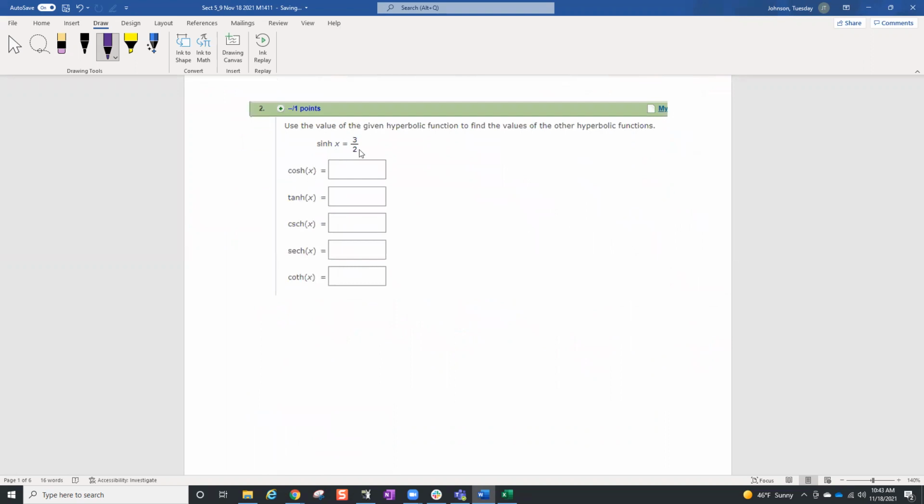Okay, so we know this. We know that the hyperbolic cosine squared of x minus the hyperbolic sine squared of x equals 1. And we know the hyperbolic sine of x is 3/2. So we can find this using the formula.